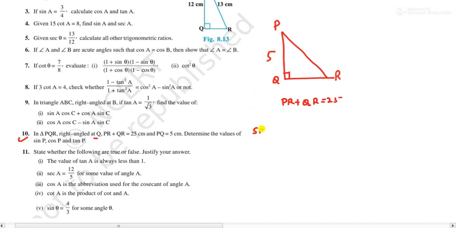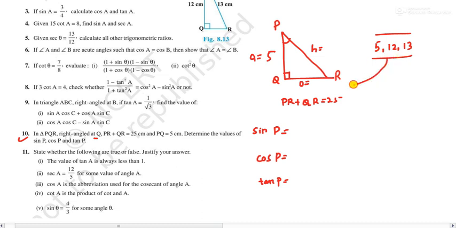Determine the values of sine P, then they have asked cos P and then tan P. Okay, means angle is at P. So angle is at P means this is O, correct? This is A and this is H, right? Now, as I have said in the beginning of the class, we have Pythagoras triplets. In that I also told you this one, 5, 12 and 13. This is a very important triplet. Remember this, we are going to use it here because PR plus QR equals to 25.